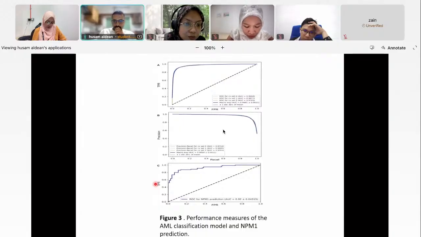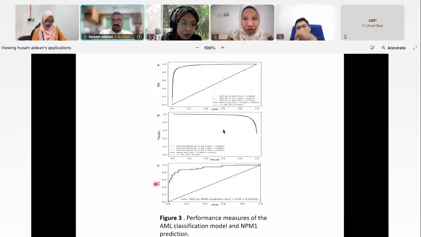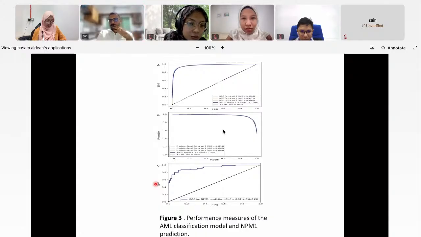Okay. So when the AUC is closer to 1, it is also good for the model. Yes, it is good performance for the model. So we observed here the model has a good performance to detect or classify AML and non-AML patients, and better than predicting the NPM1 mutation here. Okay. Anyone has a question on this figure?